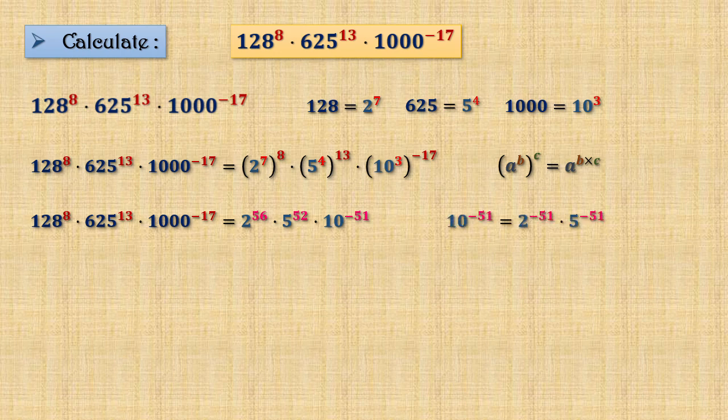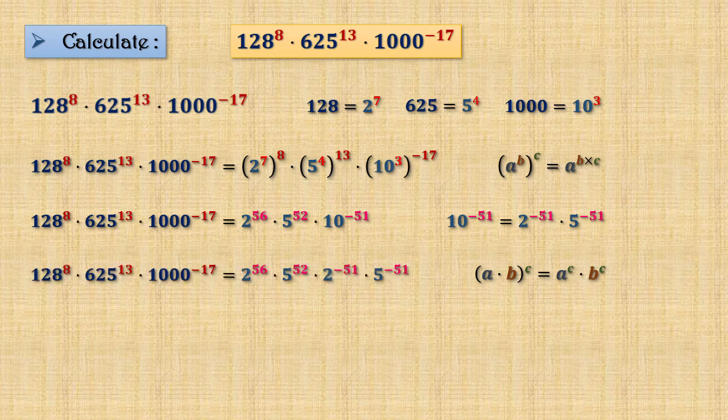Next, we know that 10 to the power of negative 51 is equal to 2 to the power of negative 51 times 5 to the power of negative 51, by using the exponent rule, a times b, all to the power of c, equals a to the power of c, times b to the power of c. So, our expression becomes 2 to the power of 56, times 5 to the power of 52, times 2 to the power of negative 51, times 5 to the power of negative 51.